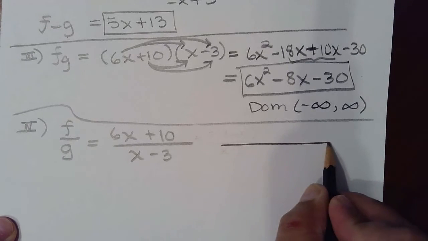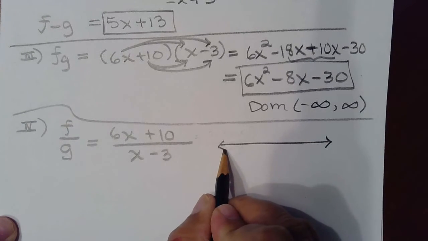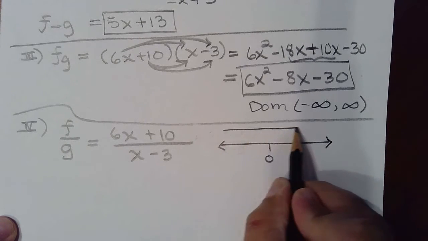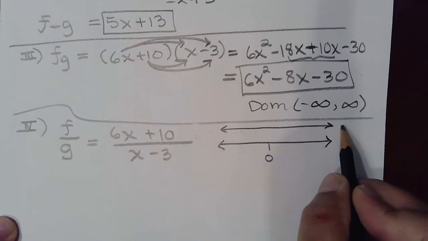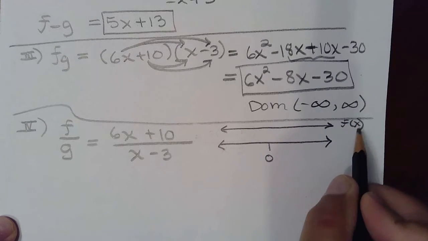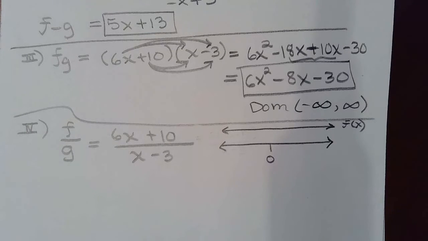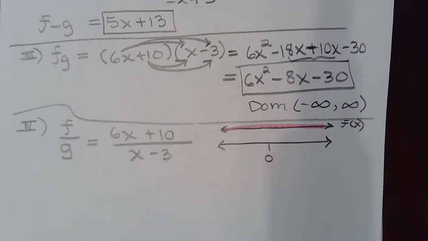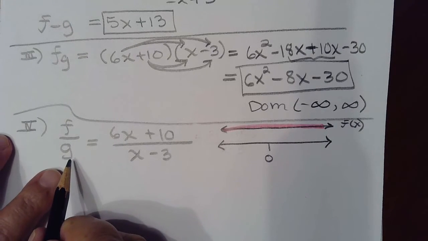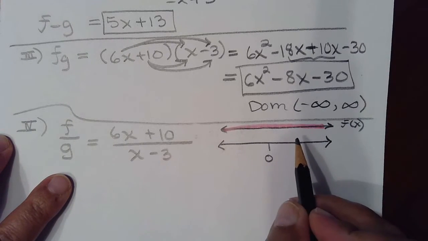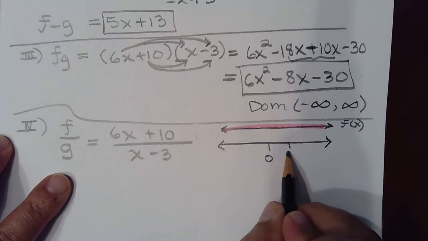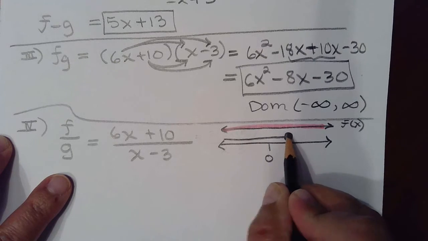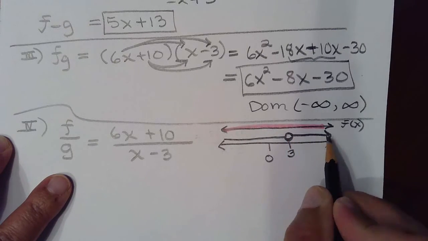So when we look at combining the domains of both of the functions, here's our little number line. Again, you know that the domain for f is all real numbers. So all of this represents the domain for f. And then the g function is all real numbers except for 3. So that would be everything up to 3, but not 3.